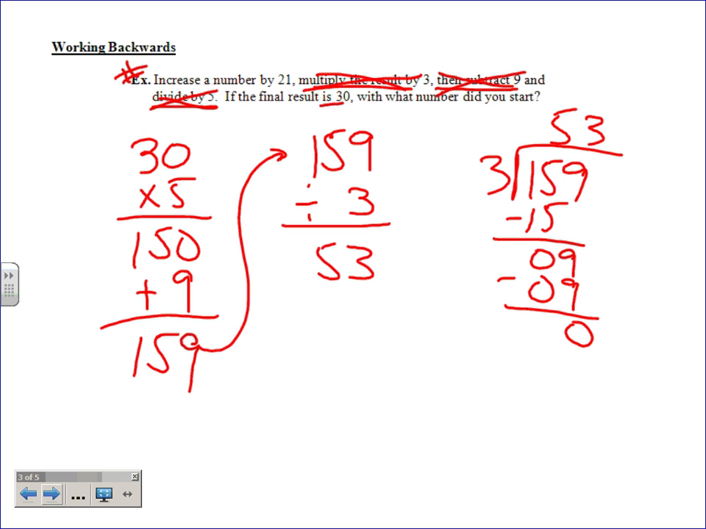Increase the number by 21. Well, how do you undo increasing? Well, you do the opposite, which is decrease, but we know that as subtraction. And 3 minus 1, that's 2. 5 minus 2 is 3. Apparently, we started at the number 32. The best part about these problems is they're so easy to check. Just start at 32, do all that stuff, and see if you end up at 30. Okay, that's what should happen.